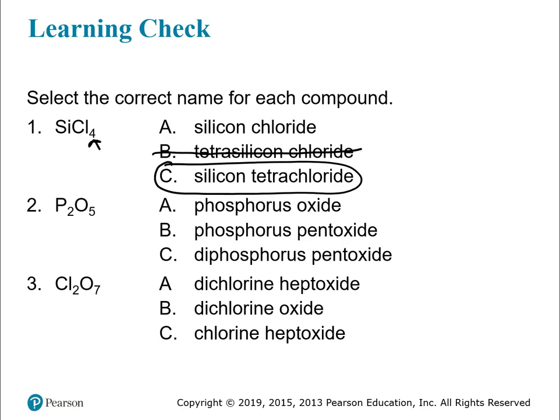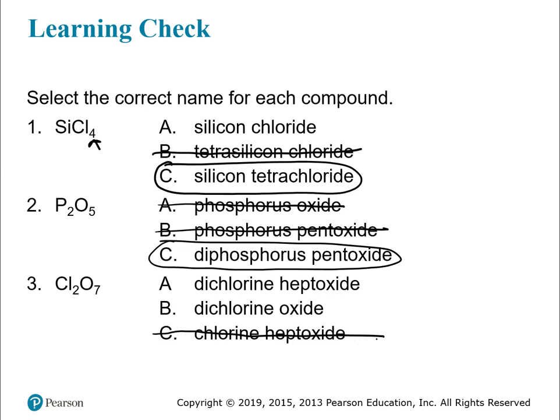P2O5. It's phosphorus, but there's 2 of them, so I have to have a prefix. Even if I don't know what the prefix is, I know there has to be one, so I can rule out A and B. That leaves me with C. Cl2O7. I've got subscripts on both of my elements, so C cannot be correct because that first element doesn't have a prefix. It can't be B either because the second element doesn't have a prefix. So I'm left with A.